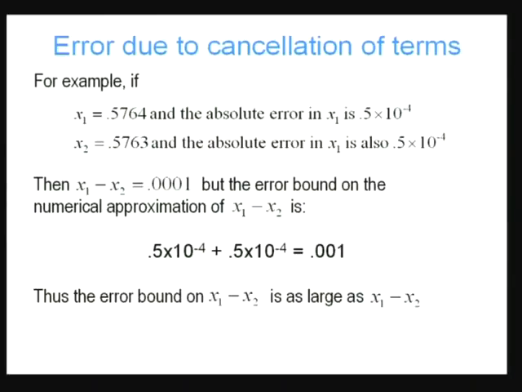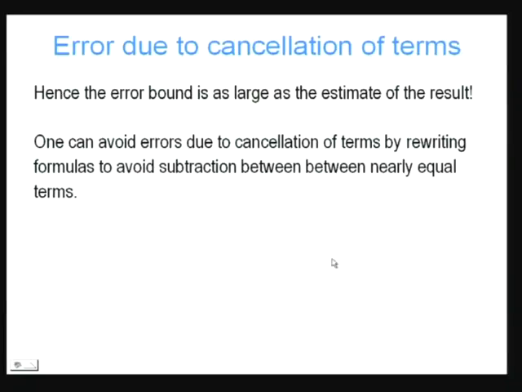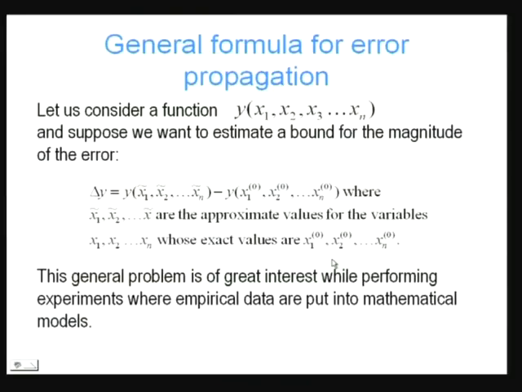Thus, the error bound on x1 minus x2 is as large as x1 minus x2. Recall, x1 minus x2 is 0.0001, and the error bound is of the same order, as large as the estimate of the result. One can avoid errors due to cancellation of terms by rewriting formulas to avoid subtraction between nearly equal terms.